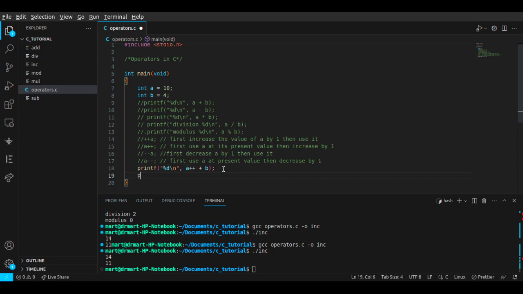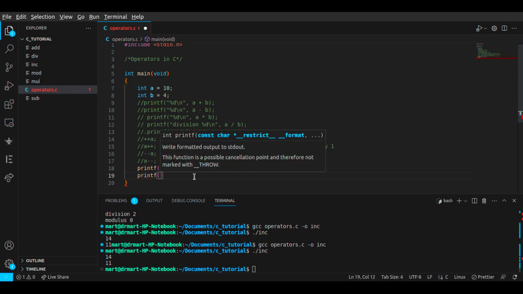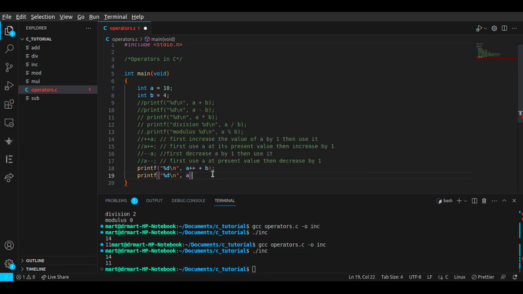Then I want us to see the value of a after this present action. So let's printf again, %d, a new line, a. Okay, so let's run this code.